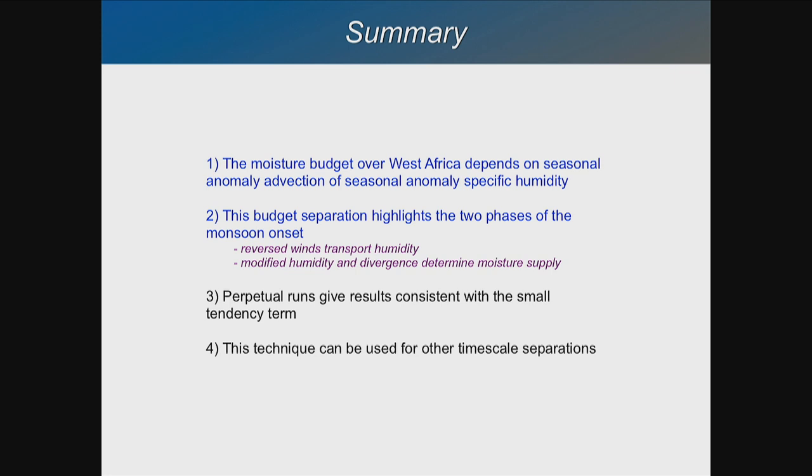The moisture budget over West Africa is an interesting case of looking at the annual cycle budget. The budget separation highlights a two-phase onset: reversed winds followed by an interaction with a modified humidity gradient. The perpetual runs are consistent with a small tendency term, and this technique that I invented to separate out all those terms can be applied to other types of timescale separation as well. So that's something in perspective.